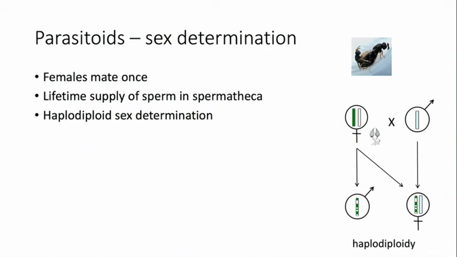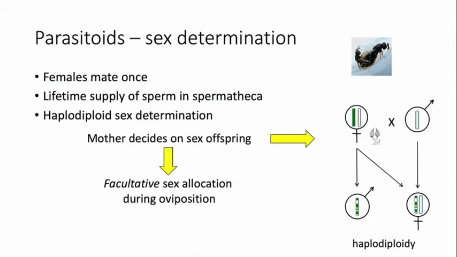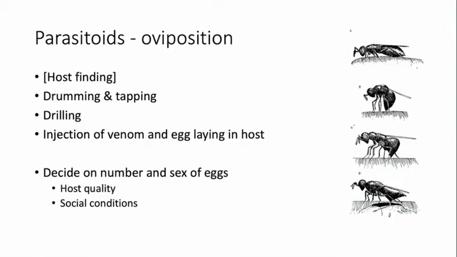So here's the mother, and when she doesn't fertilize the egg, the unfertilized egg will develop into a haploid male, whereas a fertilized egg will develop into a diploid female. So this system is also known as haplodiploidy. So they have haplodiploid sex determination. Haplodiploidy means that the mother is also deciding on the sex of her offspring. And we have something called facultative sex allocation during oviposition. So that's interesting. And so what happens during oviposition?